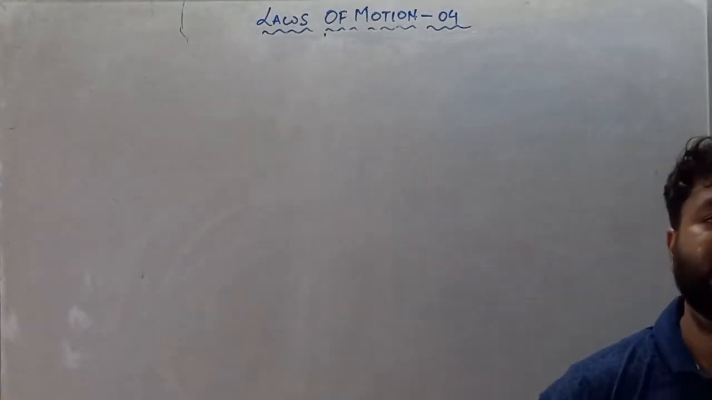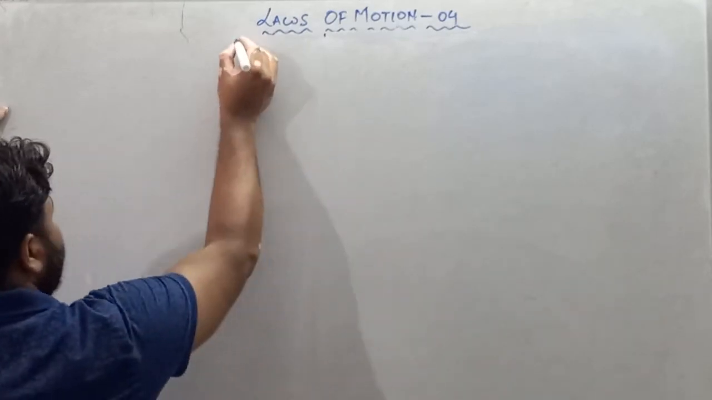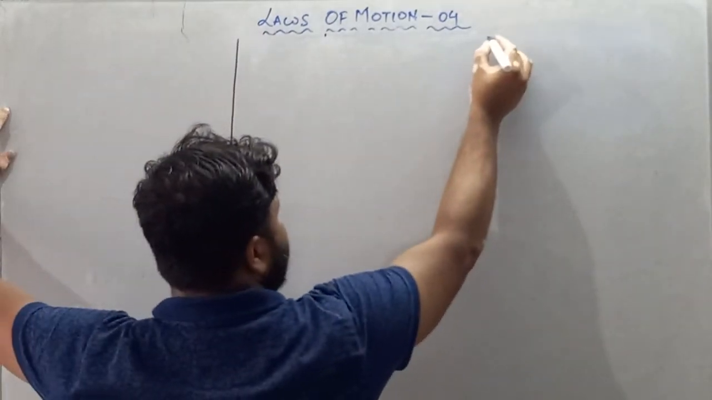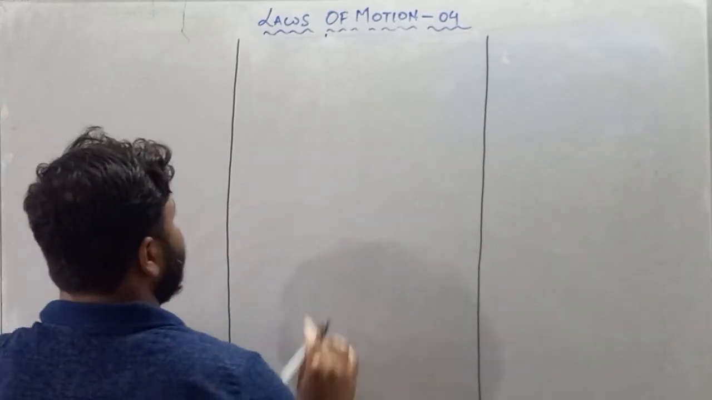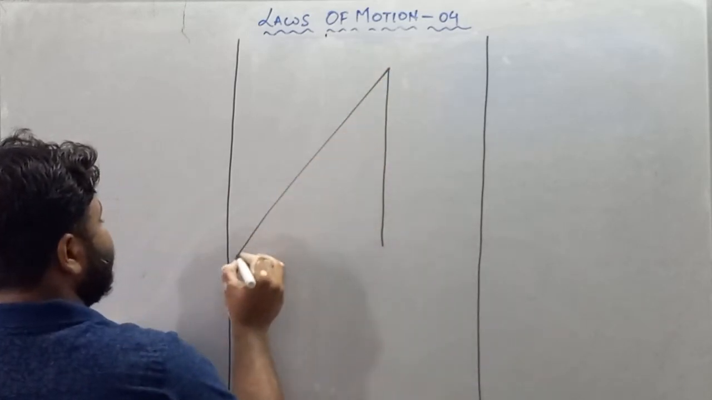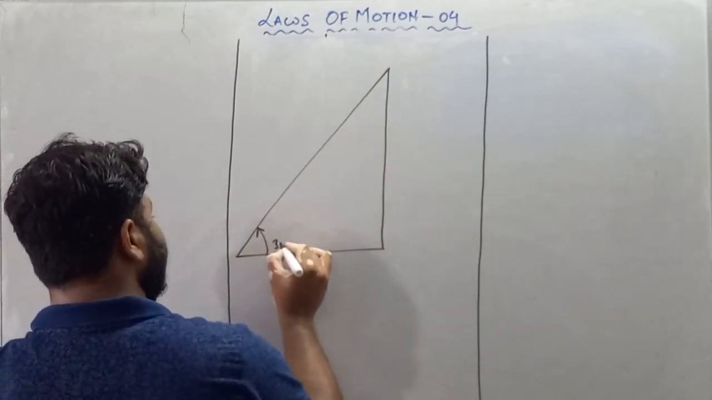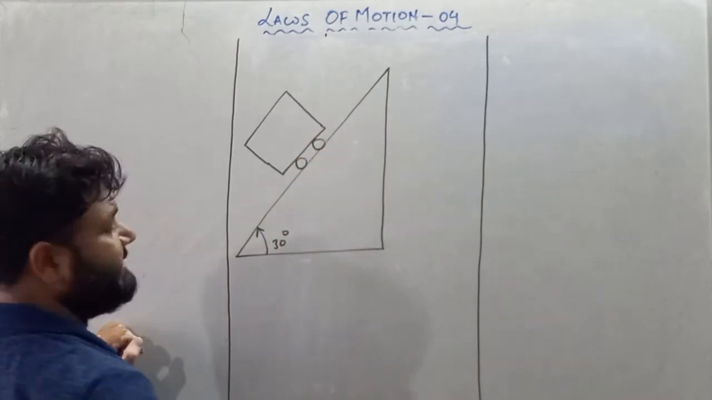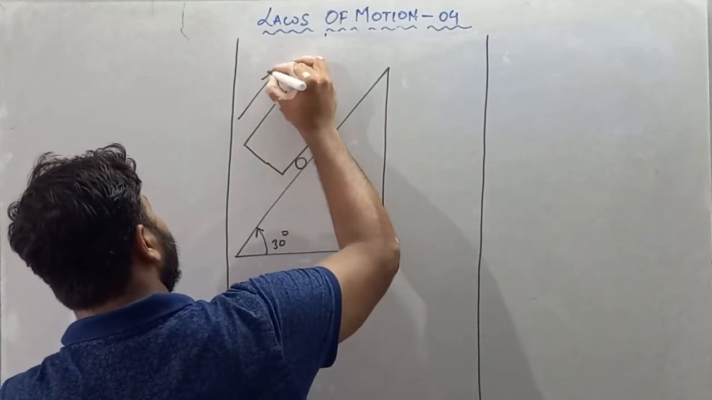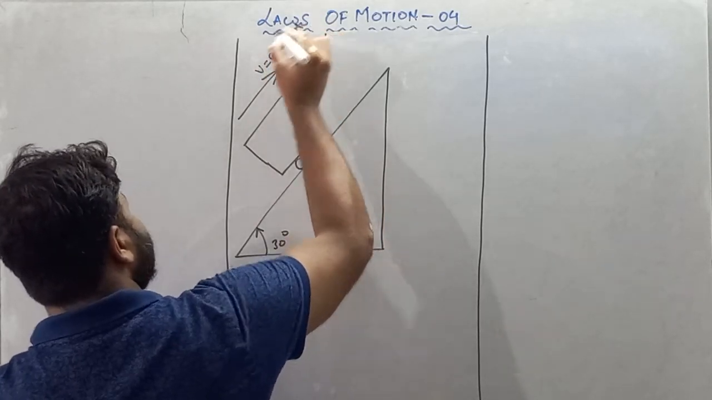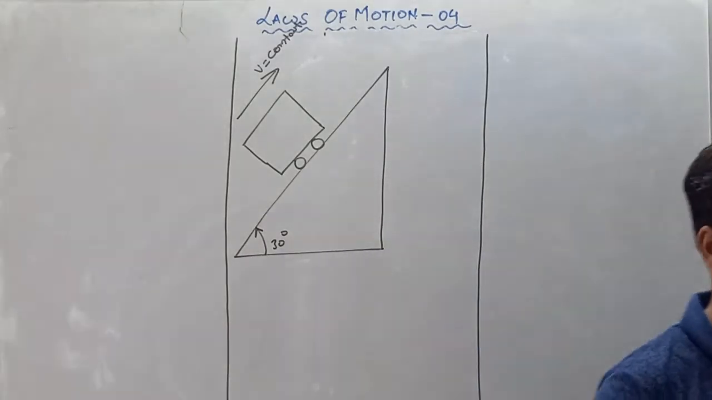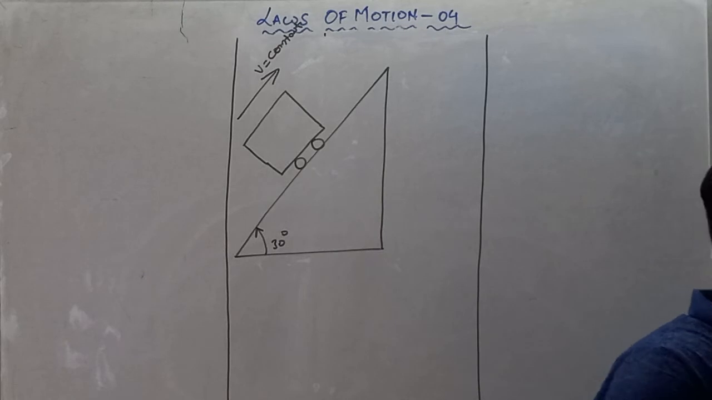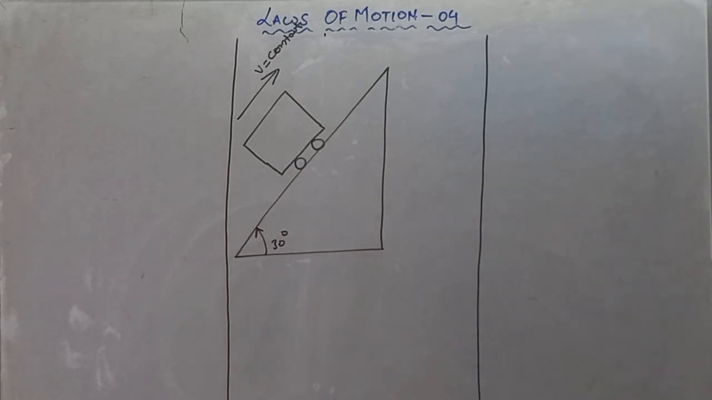On an inclined plane in which angle of inclination is 30 degree, a bus is moving with constant velocity.